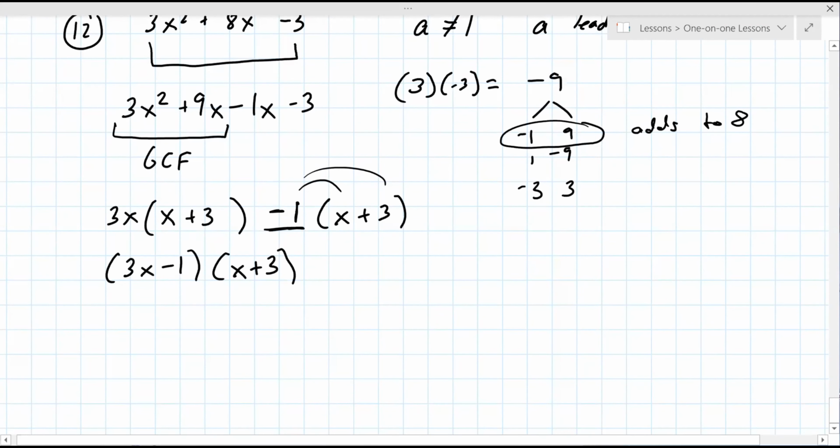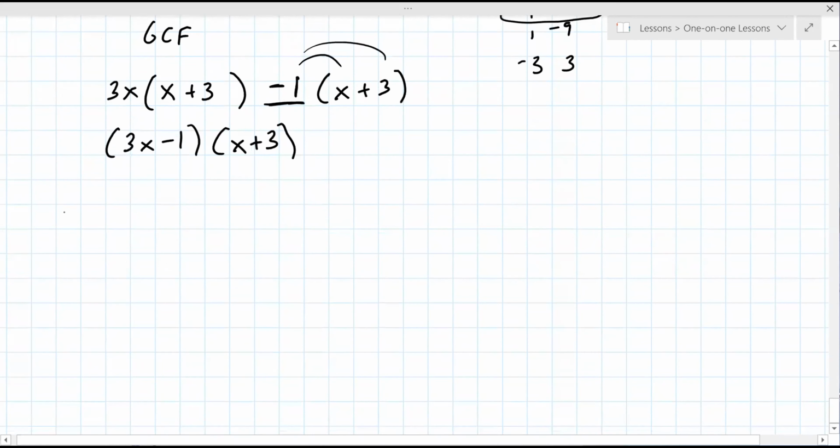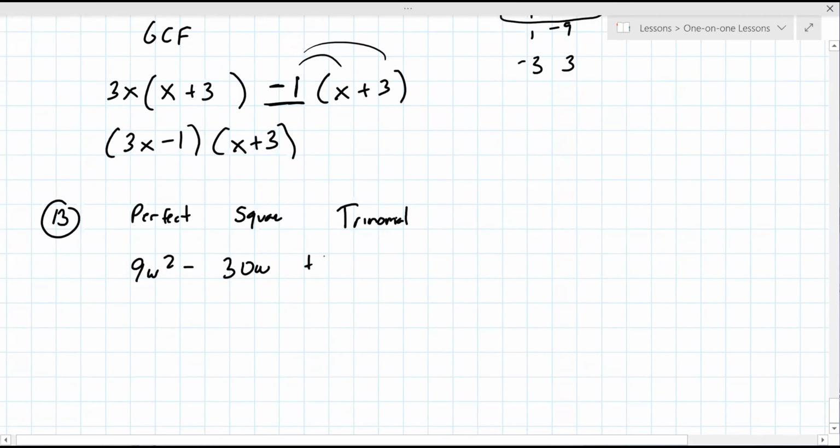Let's see. So 13 can be done the same way, but 13 is actually a perfect square trinomial. And that's why I meant these are 3 different ones. I write worksheets that have lots of these on there, and you sort of get a feel for them. So how did I know?